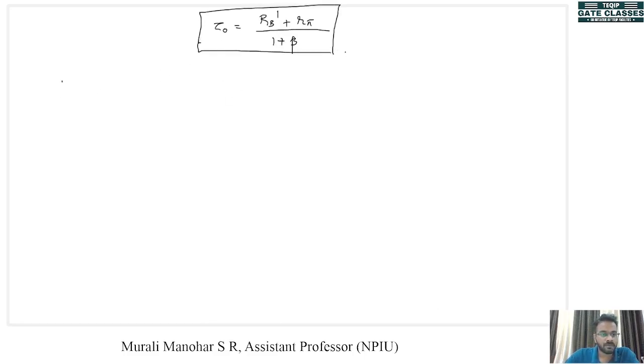Now if Rs is equal to 0, that is if there is no source resistance, then RB dash will become equal to 0 because source resistance is parallel to RB. So RB dash is equal to 0. That means Z out is equal to R pi divided by 1 plus beta, and this is nothing but RE.